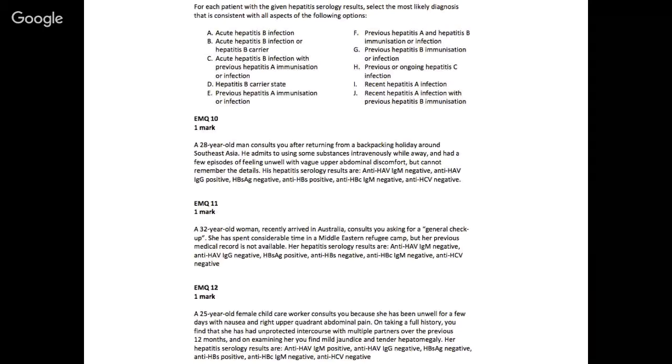So recent hepatitis A infection because the IgM is positive, and then hepatitis B immunization. Do they have it now? No. Have they slayed the virus? Yes. Have they caught it? No, because the anti-HBc IgM is negative. So they've never actually caught it, but they've beaten it, right? So that implies immunization. Okay.